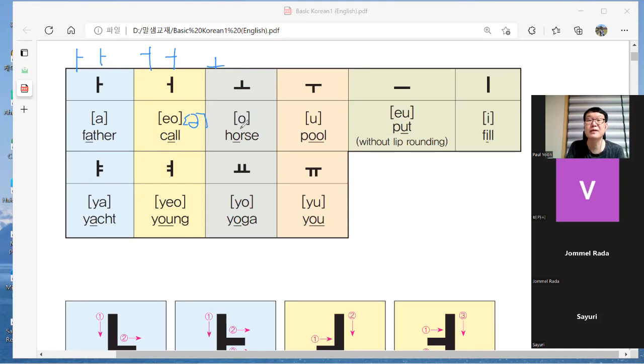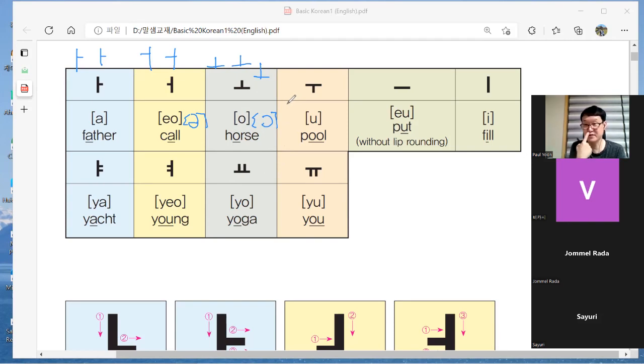In English, the alphabet O, for horse, "oh." Please look at the shape of my mouth. And in the alphabet O, a similar pronunciation like this, okay? Next.